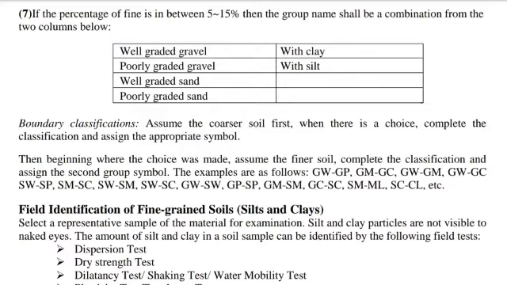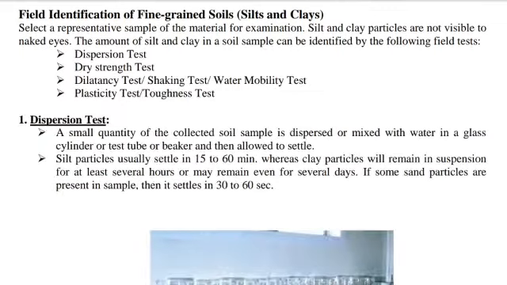Field identification of fine-grained soils, silt and clays. Select a representative sample of the material for examination. Silt and clay particles are not visible to naked eyes. The amount of silt and clay in a soil sample can be identified by the following field tests: dispersant test, dry strength test, dilatancy test, shaking test, water mobility test, plasticity test, toughness test.